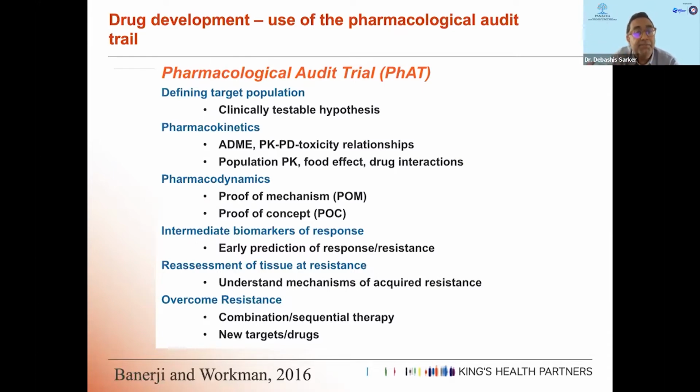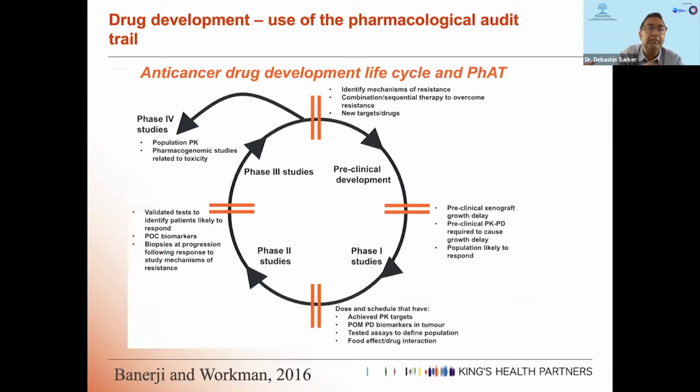And ideally, especially for molecularly targeted agents, we need to understand what the mechanisms of resistance are and how those mechanisms might allow a rational combination of drugs to overcome that particular resistance. So have this audit trail in your mind.